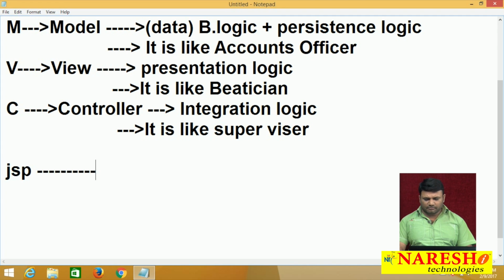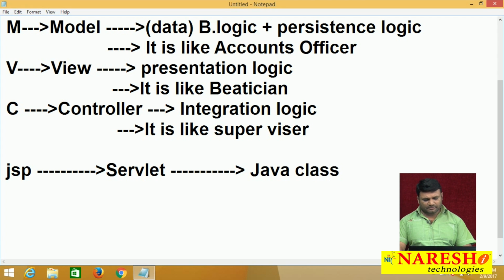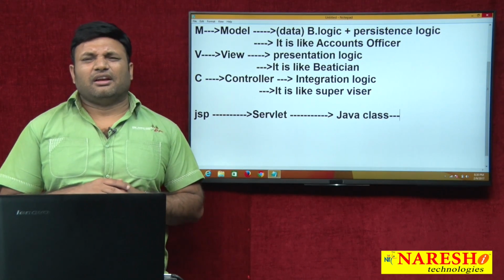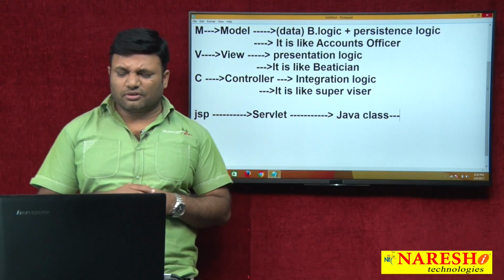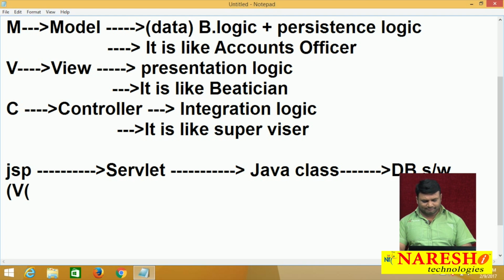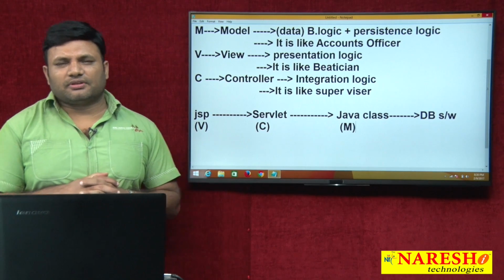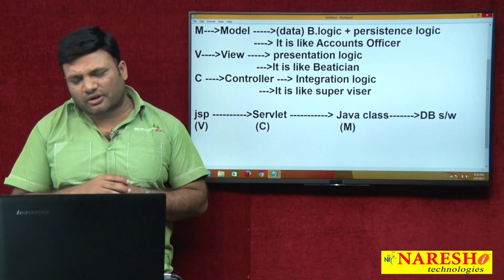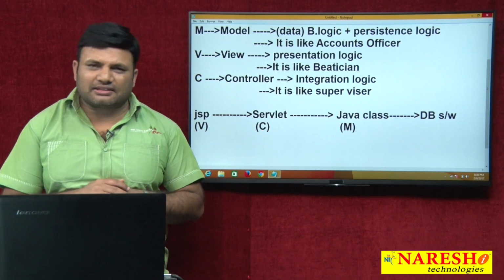So we use JSP, servlet. It talks with a Java class. In the very initial days, around 2000, 2001, 2002, people used to follow this combination to develop an MVC architecture based web application. This Java class talks with database software. JSP represents V, meaning view. Servlet represents controller. Java class represents model. In this Java class, people used to write business logic and persistence logic.